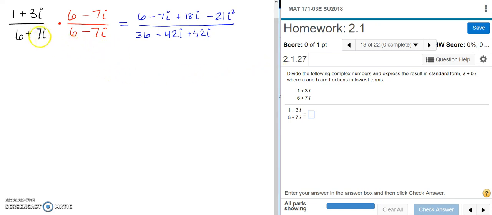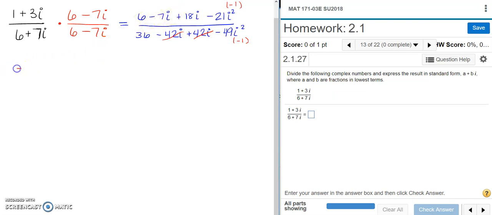So then 7i times negative 7i is negative 49i squared. So if we start simplifying these, negative 42i and positive 42i cancel. i squared in both cases is negative 1. i squared is equivalent to negative 1. So we'll keep that in mind.